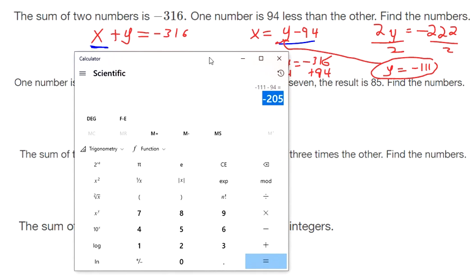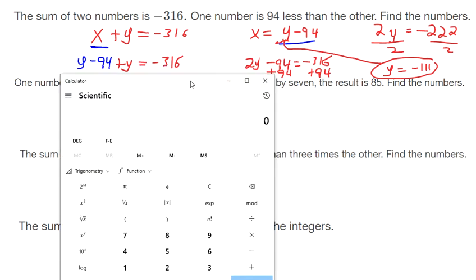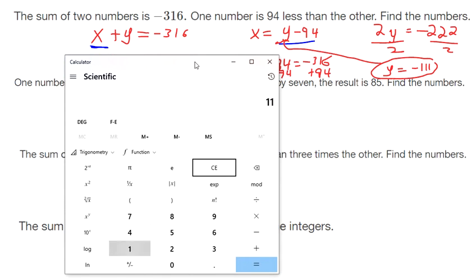And it's really easy to check your work because it says the sum of the two numbers should equal negative 316, which it does. And then one number should be 94 less than the other number. Oh, I forgot what my other answer was. I deleted it already. So negative 205, it is 94 less than negative 111.